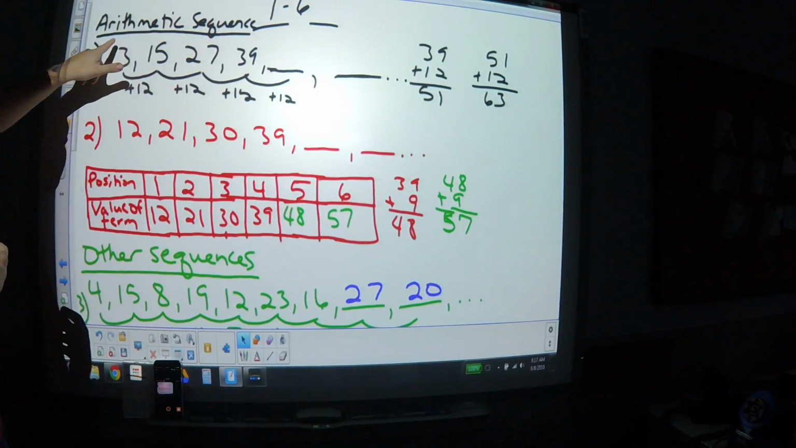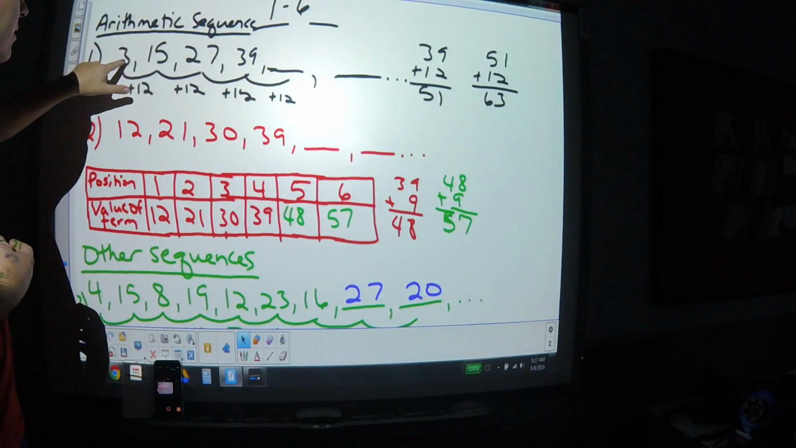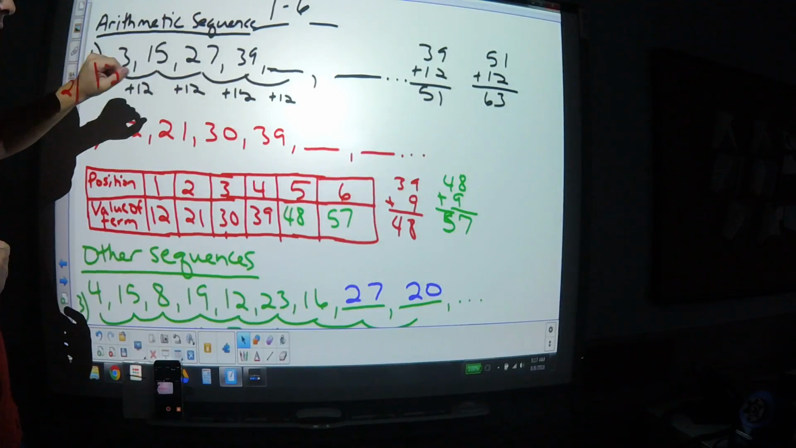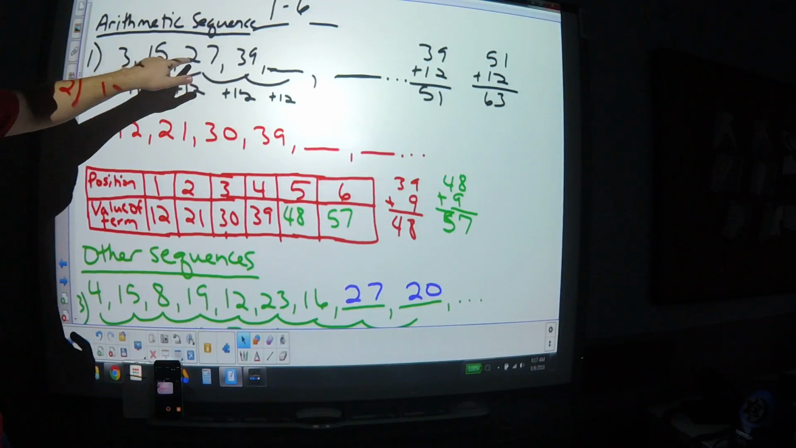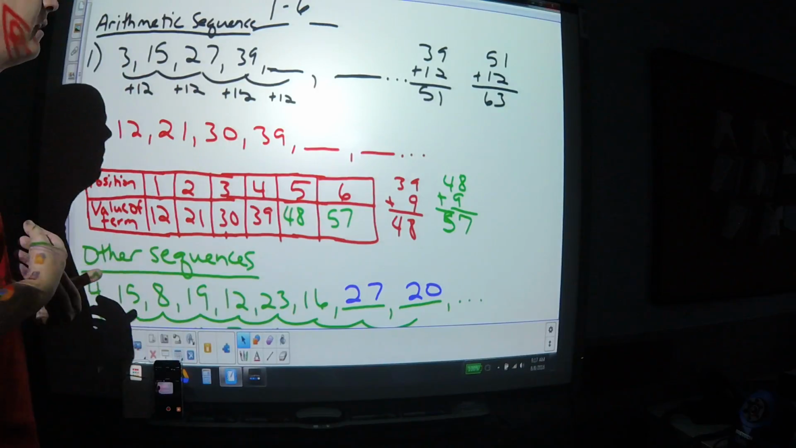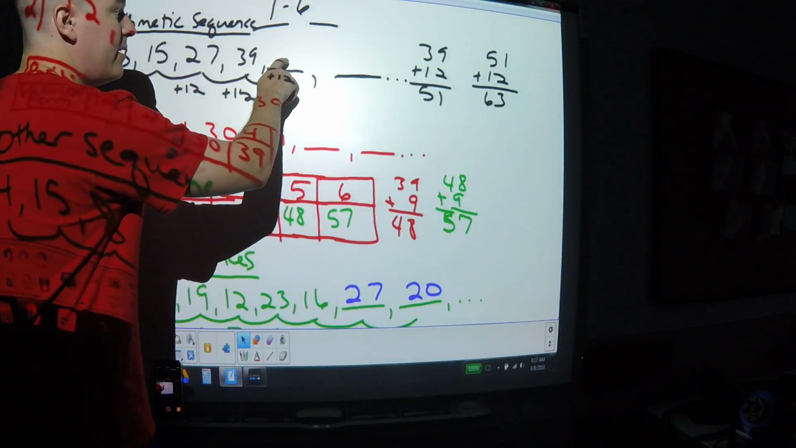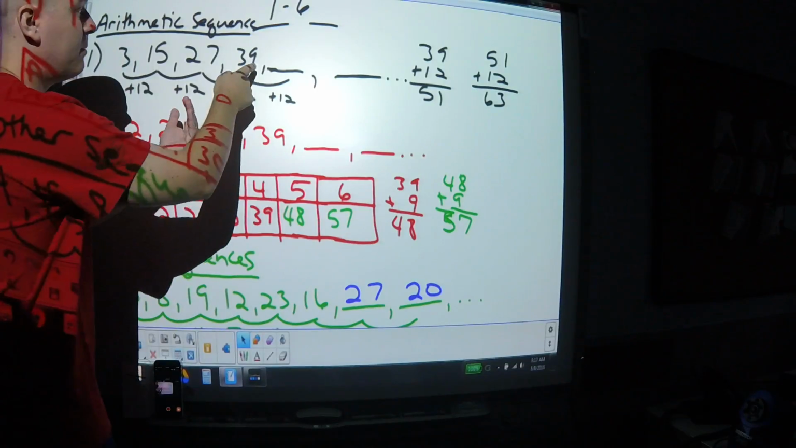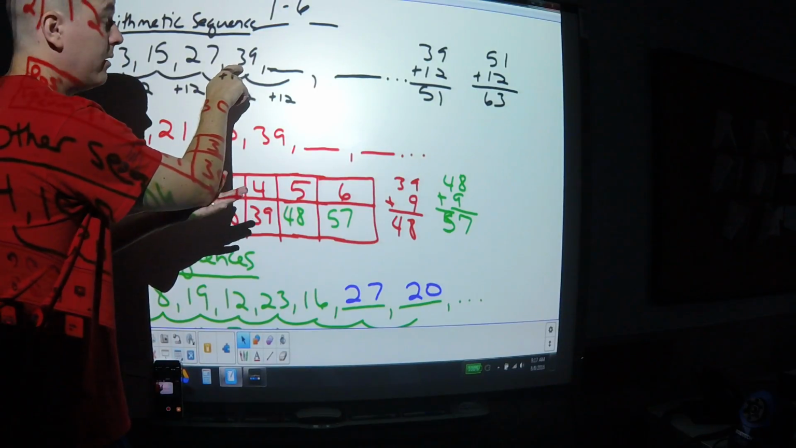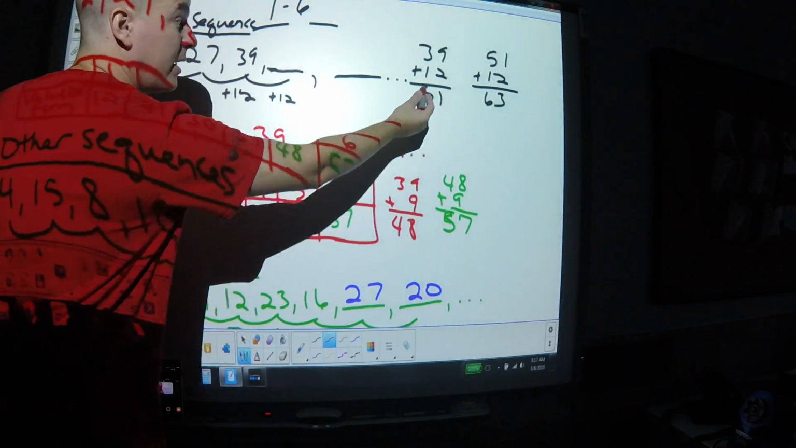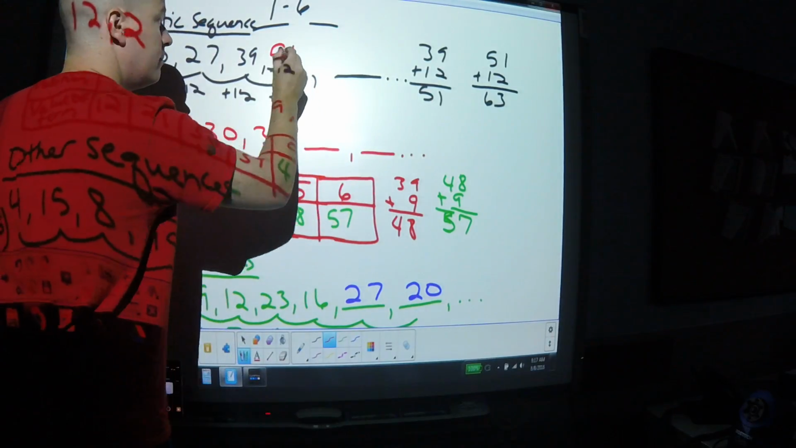All right? The first term, the value of that is 3. For the second term, the value of that is 15. For the third term, the value of that is 27. For the fourth term, the value of that is 39. So now we need to find the fifth term's value. Well, to be able to find that, you take the previous term, the fourth one, 39, plus 12, and that is going to give you 51.